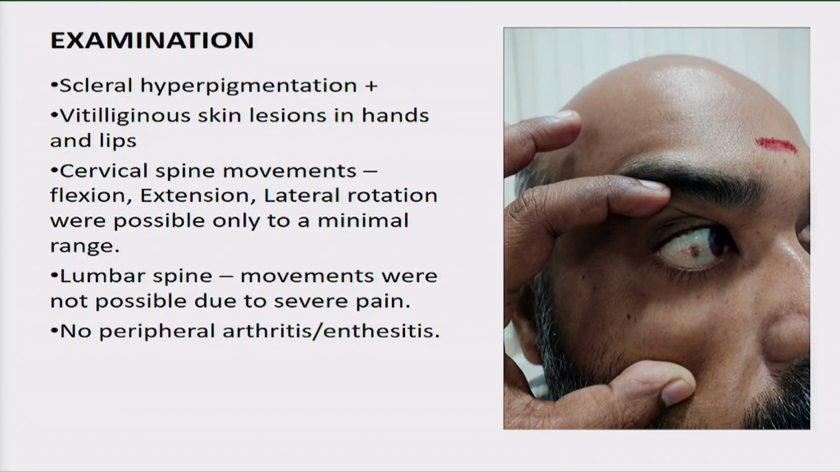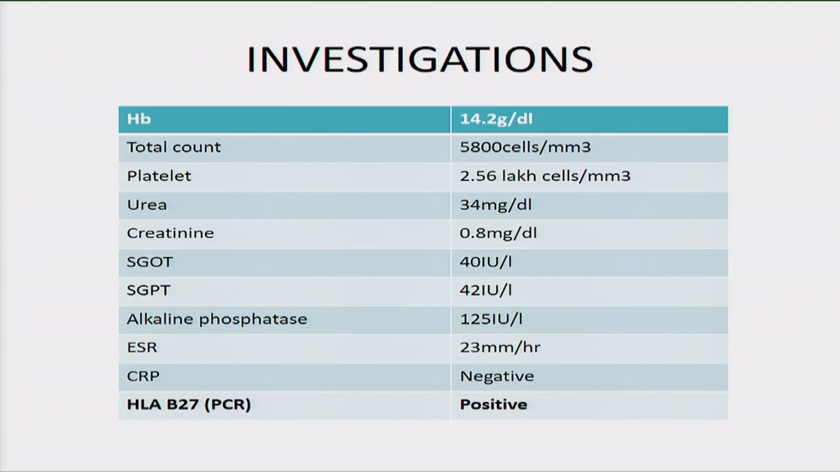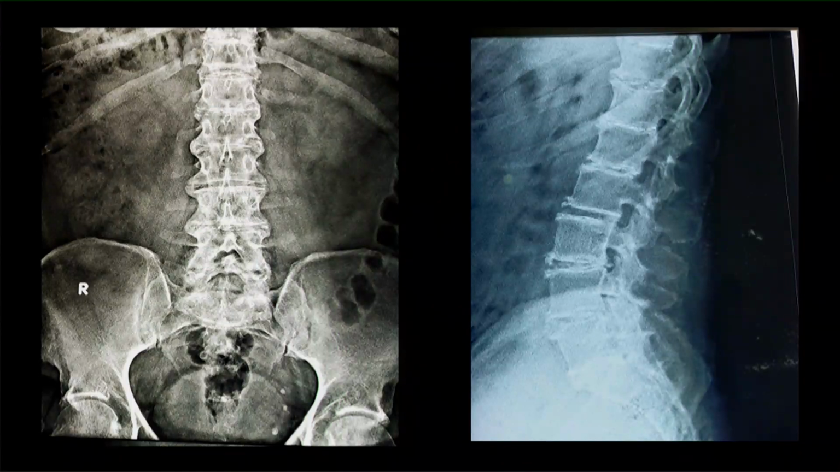So clinically, on seeing him, he had scleral hyperpigmentation, and apart from that, he had vitiligo lesions all over the body, and his cervical spine and lumbar spine movements were severely restricted. His investigations were all normal, including the acute phase reactants, but the HLA-B27 he did was positive by polymerase chain reaction. And this is his X-ray lumbosacral spine AP view as well as the lateral view.